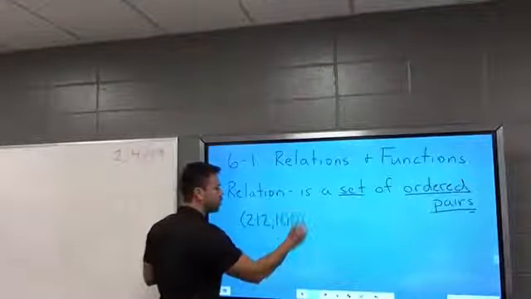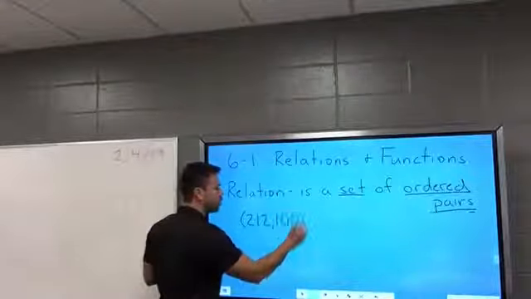How do I know we're referring to an ordered pair? You have parentheses at the beginning and at the end. What separates the two numbers? A comma. That's an ordered pair. Okay, now, is this a relation? What do you think? Is that a relation? Is it a set of ordered pairs? No, it's only one ordered pair.